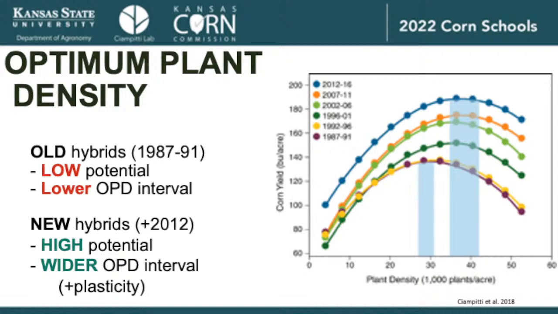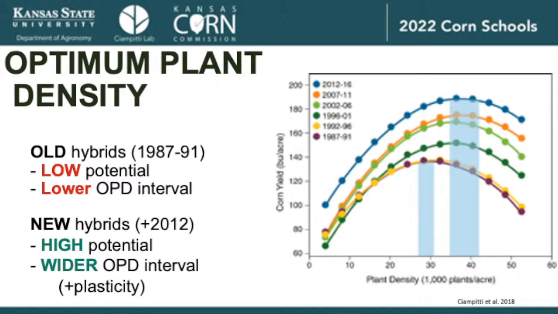Can you tell me what's going on with the older hybrids? If you look at the purple, yeah, plant density is going up over time. Plant density goes up as you are getting more yield. Okay, that's one. But it's one thing. Yield is going up over time.